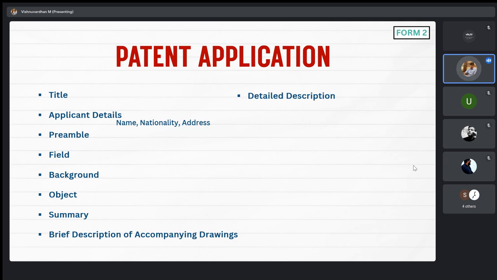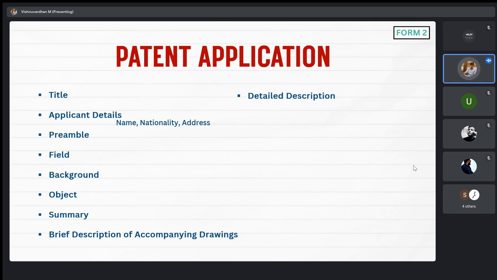Then the detailed description. Okay, this is the most important part of the application. This is where you write 3-4 pages completely about your application. Every single detail. Where your screw is placed, 5 centimeters from here, 3 centimeters from the left side, 4 centimeters depth, this much thickness, this is placed here. What is the function of each attribute?